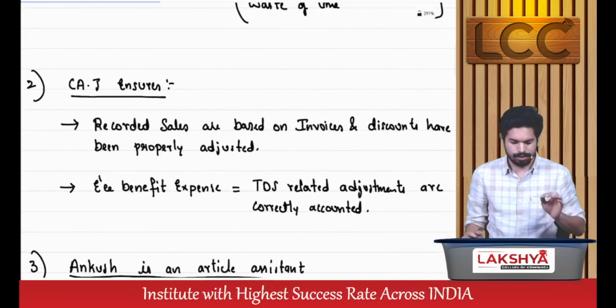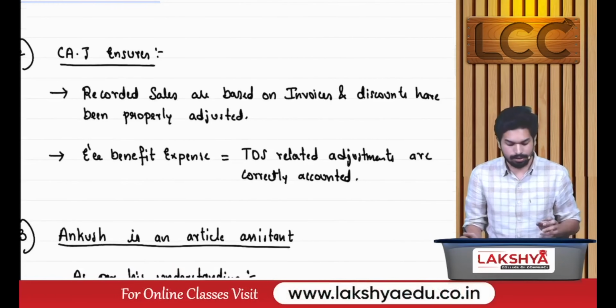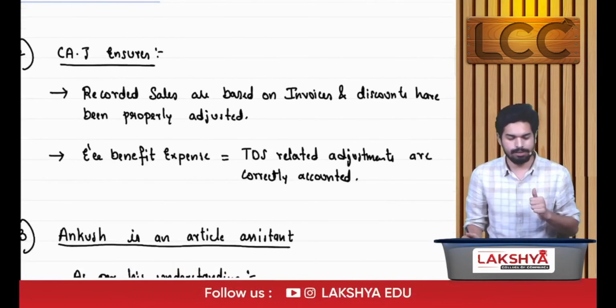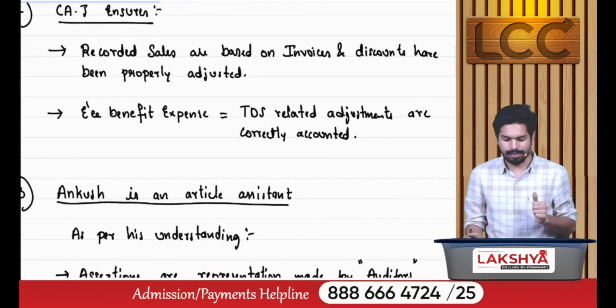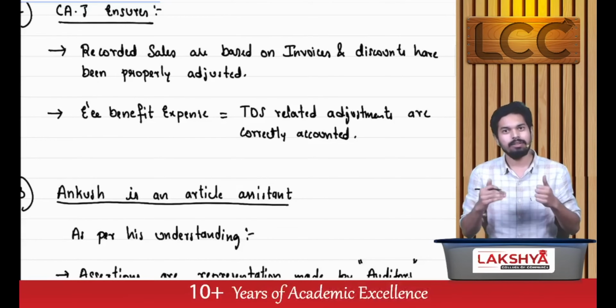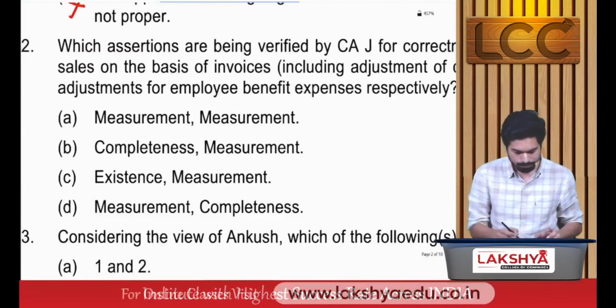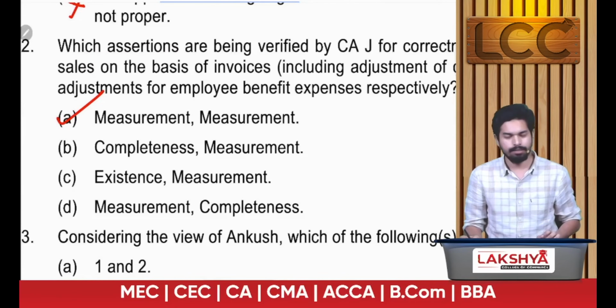See, here CAJ ensures that the recorded sales are based on invoices and the discounts have been properly adjusted. Nothing but which assertion? Measurement assertion. And with respect to employee benefit expense, TDS related adjustments are correctly accounted. Nothing but also measurement assertion. So here the right option is option A, measurement and measurement. Okay? Next.